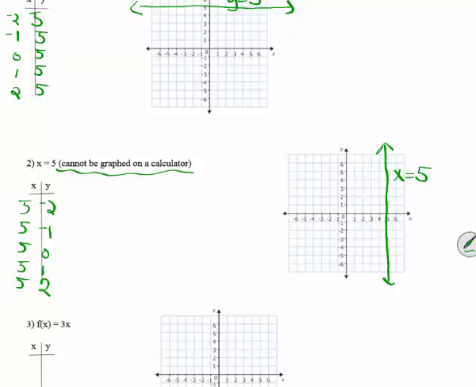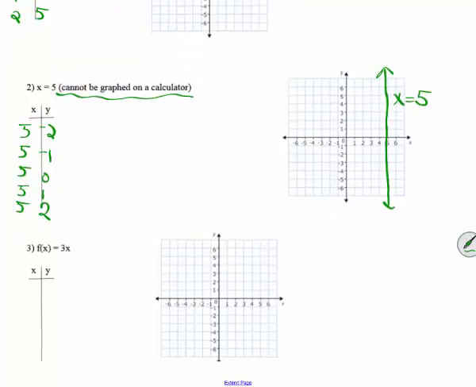All right, so let's see if we can do number 3 here. So here I have f of x equals 3x, and what I'm going to do is pick some values to put in. The most common values that we pick are -2, -1, 0, 1, and 2. And instead of making you show the work here, I'm just letting you do a table. So to get y, I have to do -2 times 3. Well, -2 times 3 is -6. -1 times 3 is -3. 0 times 3 is 0. 1 times 3 is 3. 2 times 3 is 6.